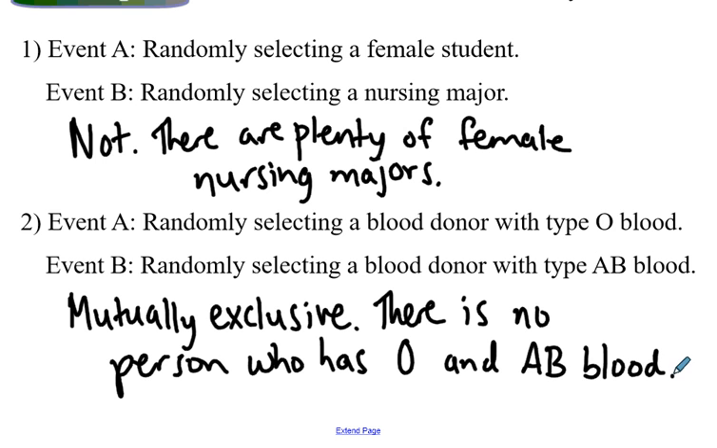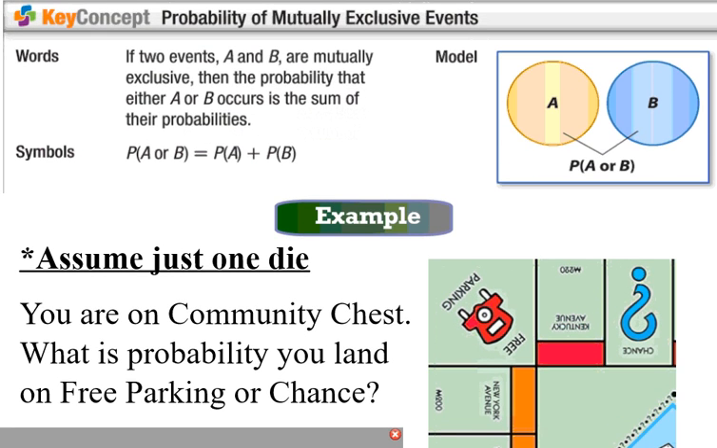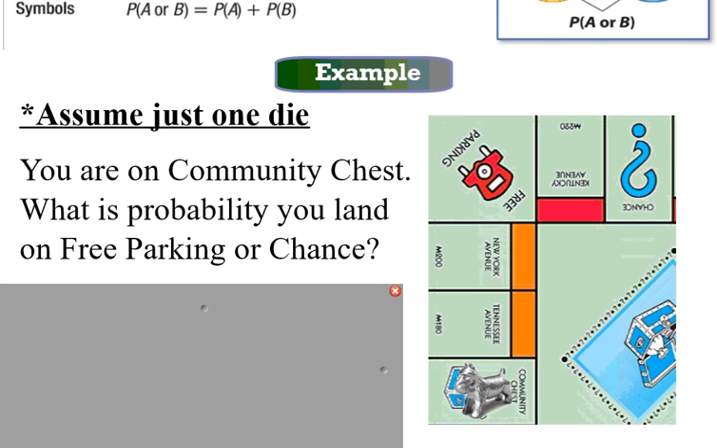What we're going to do next is calculate probabilities with mutually exclusive events. So if two events are mutually exclusive, then the probability of A or B occurring, all I need to do is find the probability of A and then add it to the probability of B, because they can't occur at the same time. So for example, I understand in Monopoly you roll 2 dice.